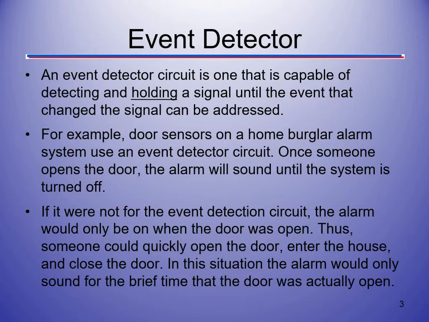All right, so what an event detector does is it detects an event and it grabs and holds that signal until you change that signal yourself or until the event can be addressed. So we have an example in here, door sensors on a home burglar alarm, right? It detects that someone breaks into the house or the glass breaks, someone opens that door, the alarm's going to sound until the system is turned off. Same with something like a fire alarm at your house or things like that.